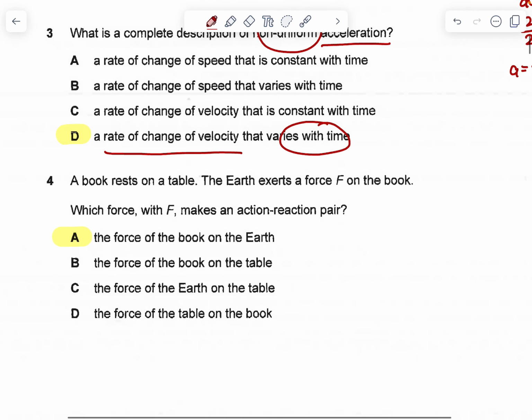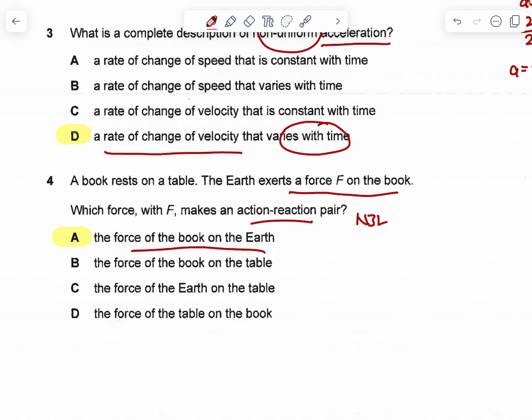Question 4. A book rests on the table. The earth exerts a force on the book. What is the action-reaction pair? Which means Newton's third law. Newton's third law says that it must be equal and opposite to the earth. So which means it's the force of the book on the earth. This is the book. The weight is due to the gravitational attraction force. Similarly, the earth experiences a force by the book.